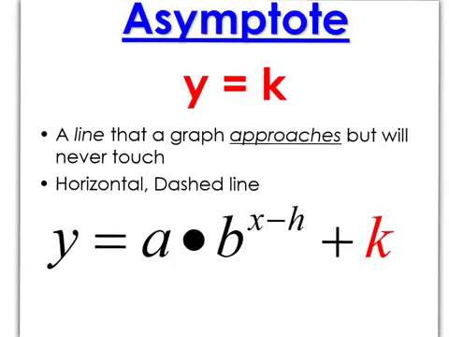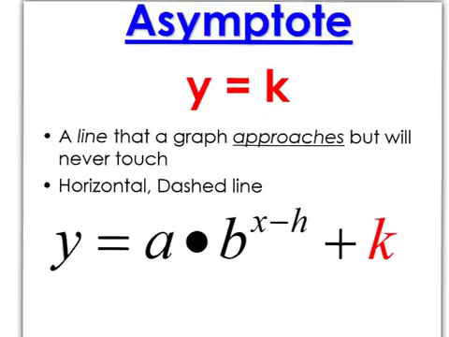Now let's talk about asymptotes. An asymptote is a line that a graph approaches but will never touch. When we draw an asymptote on a graph, we indicate an asymptote by using a horizontal line, and it must be dashed. The dashed line lets us know that it is not a part of the graph. And again, our asymptote will always be y equals the value of k.